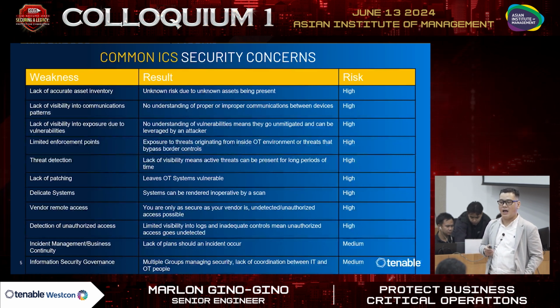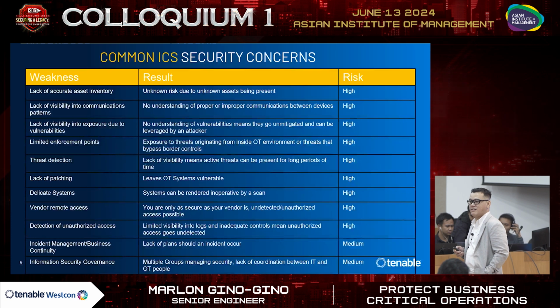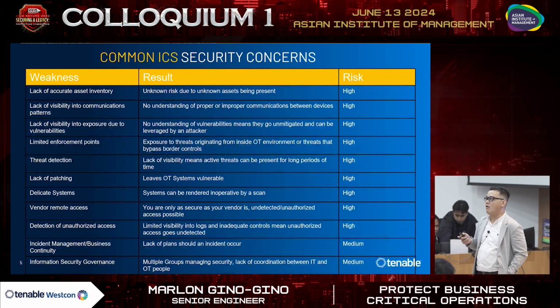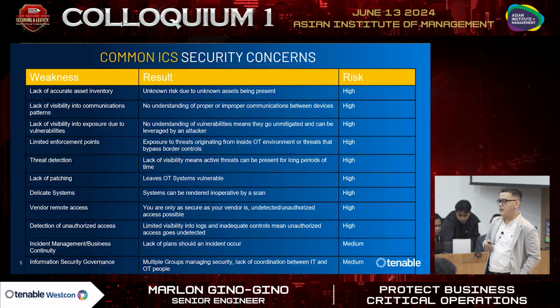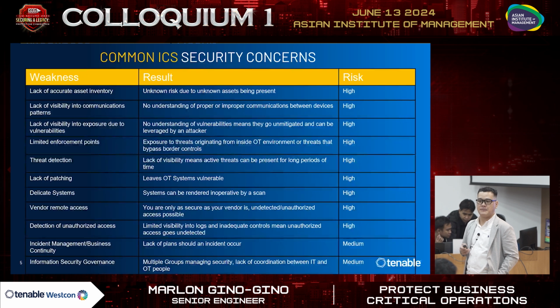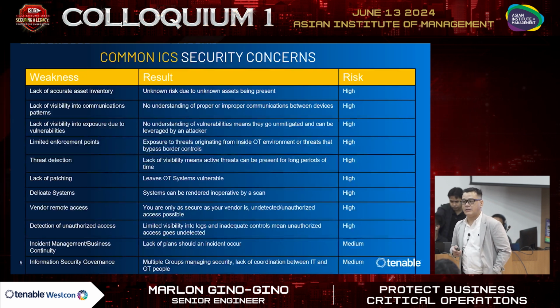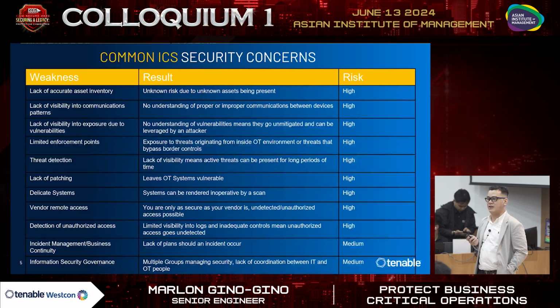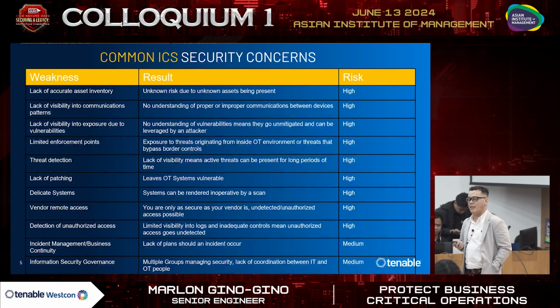Number one would be lack of accurate asset inventory. Just imagine if you don't have visibility on all of the assets within the OT environment, it would be impossible for the team to address critical issues within the OT environment. These are basically one of the requirements in order to protect the OT environment within our organization.